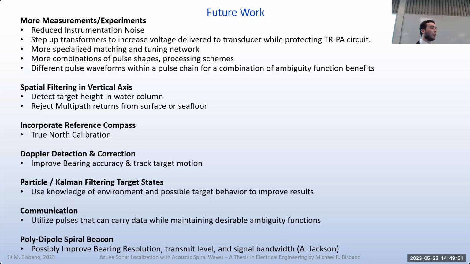You could maybe spatial filter in the vertical axis and determine the target's depth in the water column, while maintaining the spiral bearing estimation for range. I'd love to calibrate the source with a ground truth of true north, because right now it's 0 to 360 degrees relative to wherever it's facing. And if it's floating around in the water, well, there's going to be some error there as well. So true north calibration, Doppler detection, I kind of mentioned that as well. And then maybe some particle or Kalman filtering for tracking the target states through time and improving your resolution or accuracy, precision on the target.